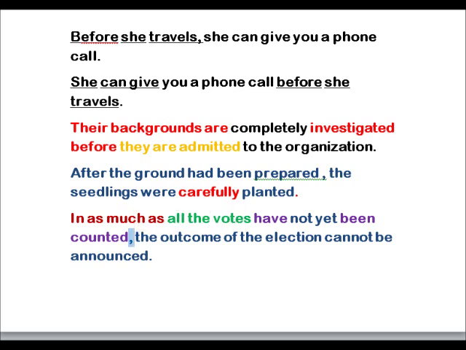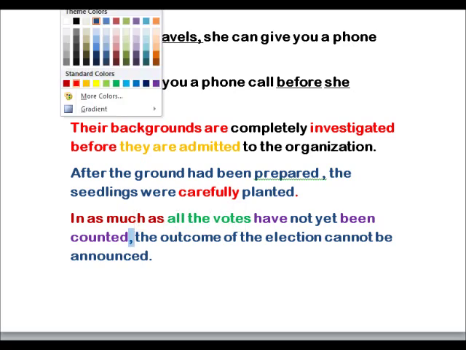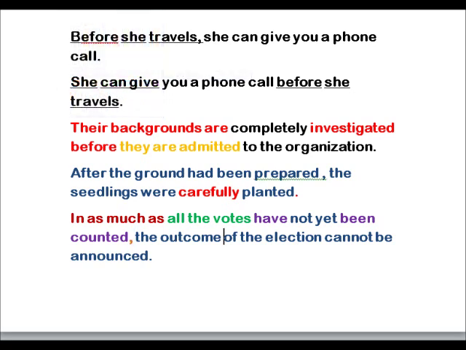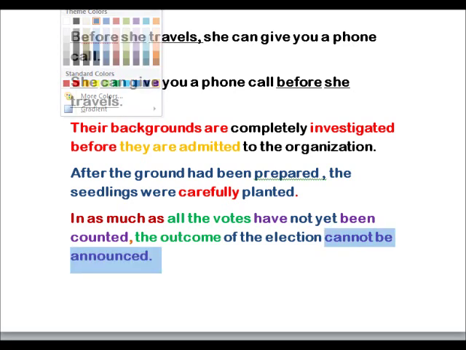And we've got a beautiful comma, and let's give the beautiful comma, what color? Orange, something like that. Okay, do we have a subject? Yes, "the outcome of the election." So "the outcome," that's the subject here, so let's give it green color. Do we have a verb? Yes, "cannot be announced." That's fantastic, and let's give it purple again.